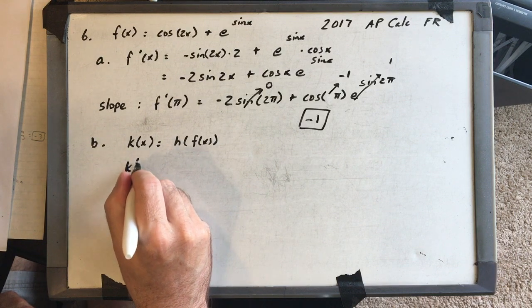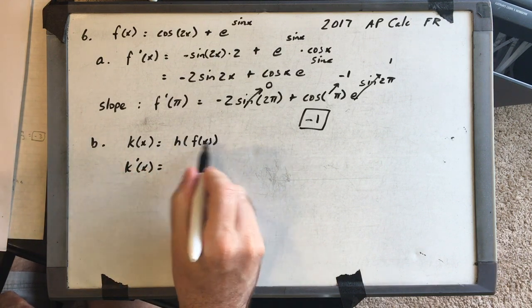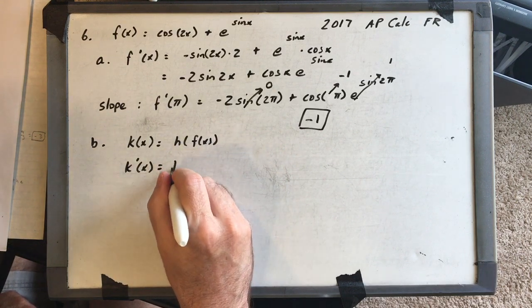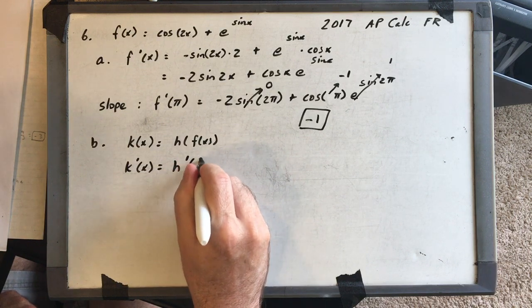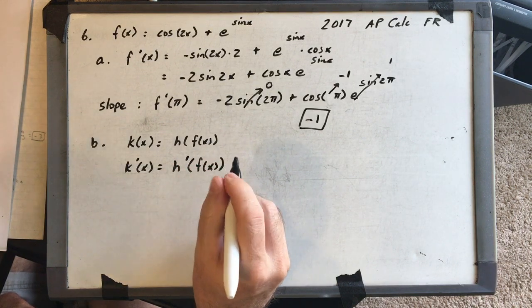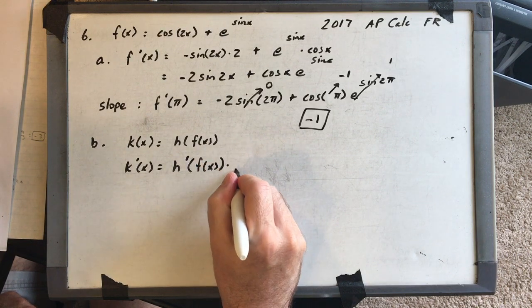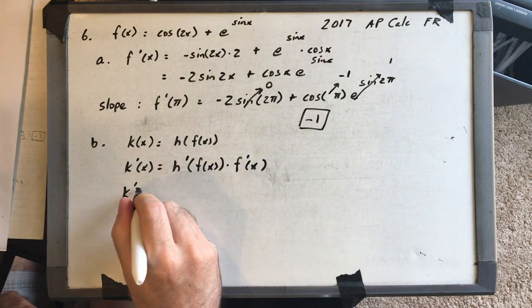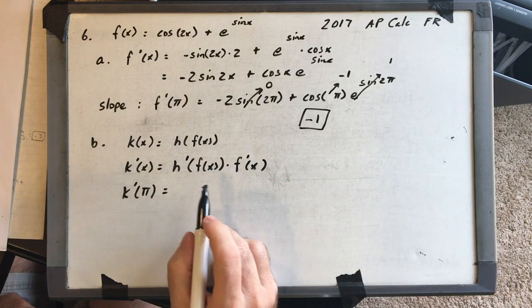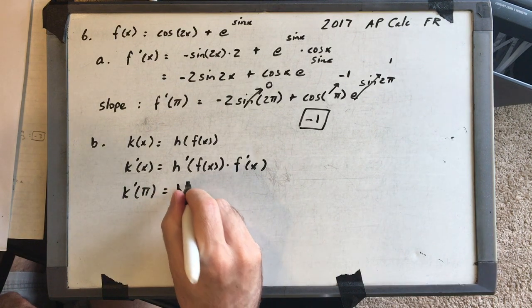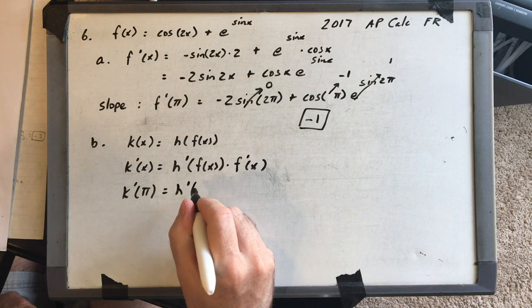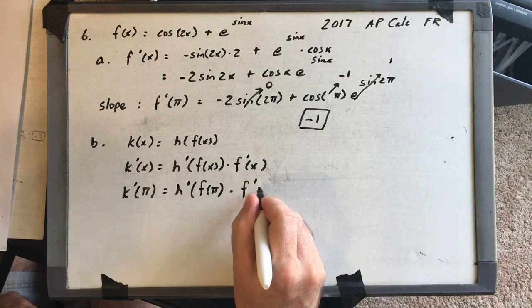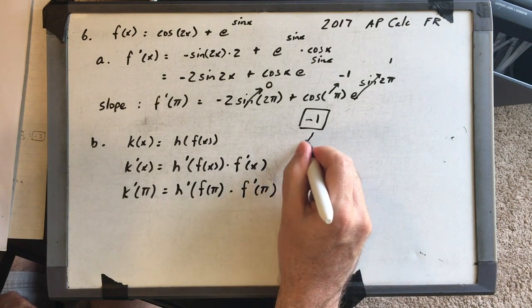Well, k prime of x, so think of this as a chain rule, all right? It's going to be h prime of that f of x is the blob. So h prime of the blob, or the inner function, times the derivative of the inner function, so times f prime of x. So k prime of pi will be h prime of f of pi times f prime of pi, which we already figured out, right? That's -1.